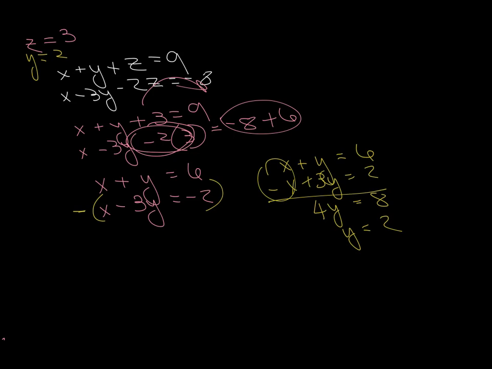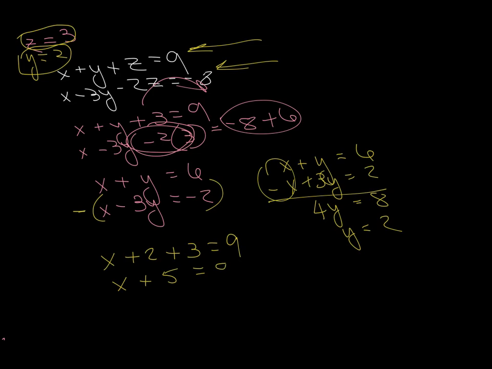Now I can take my z is 3 and my y is 2 and put it in either one of these equations here to find my x. So let's just take the top one. X plus y is 2 plus z is 3 equals 9. So x plus 5 equals 9. So x equals 4. So at this point I found my x, my y, and my z using both substitution and elimination in order to do that.